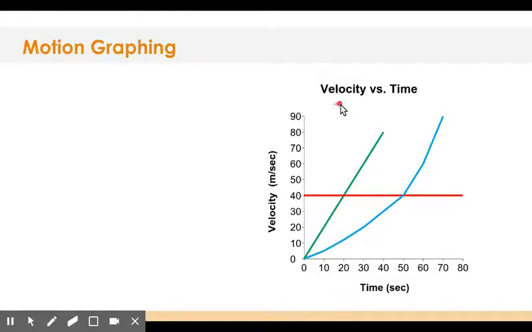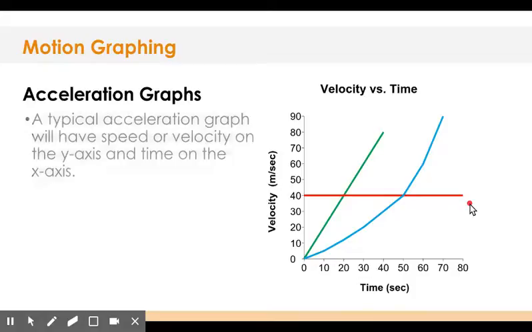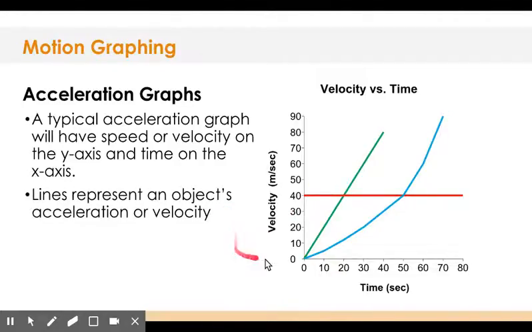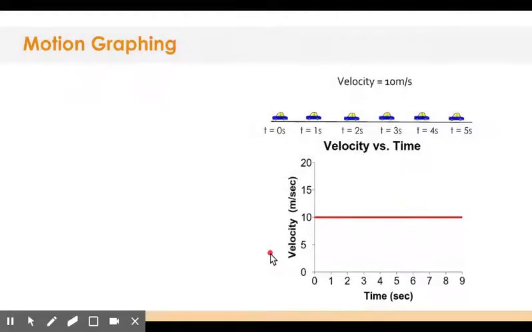So now we're going to look at a velocity versus time graph. It's a little bit different because on this side, we no longer have distance, we have velocity, or that speed. And so we're measuring how the speed changed over time. In the typical acceleration graph, you'll have speed or velocity on the y-axis and time on the x-axis. The lines represent the acceleration or velocity. Remember, no longer are we measuring distance. We're measuring that speed. So let's look at some.